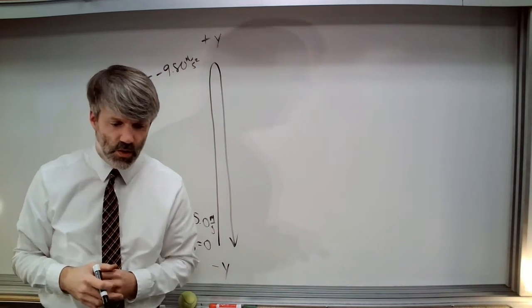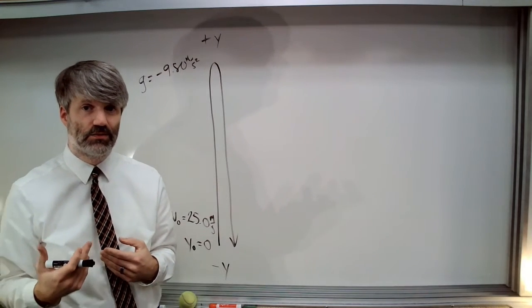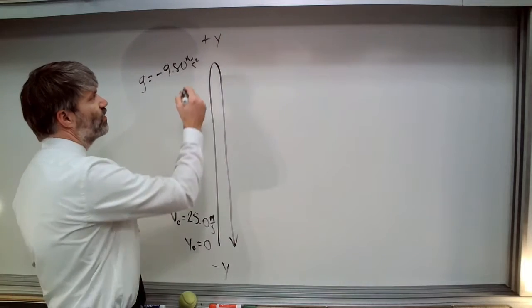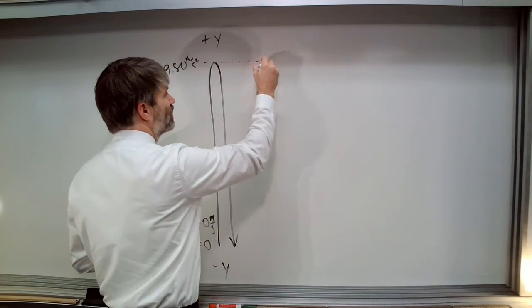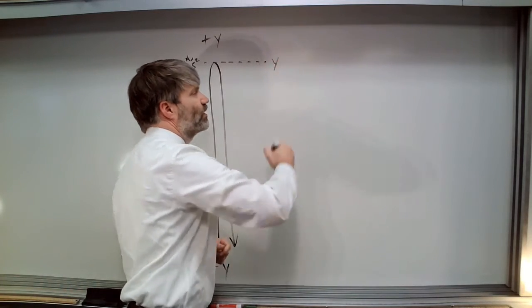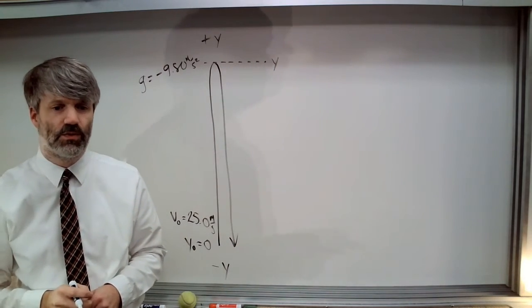Now, like I said, we have an idea of what we're being asked for. When it says A, how high does it rise? We're looking for that at the very top of its motion. This is the first thing we're looking for. That's our y value that we're looking for.